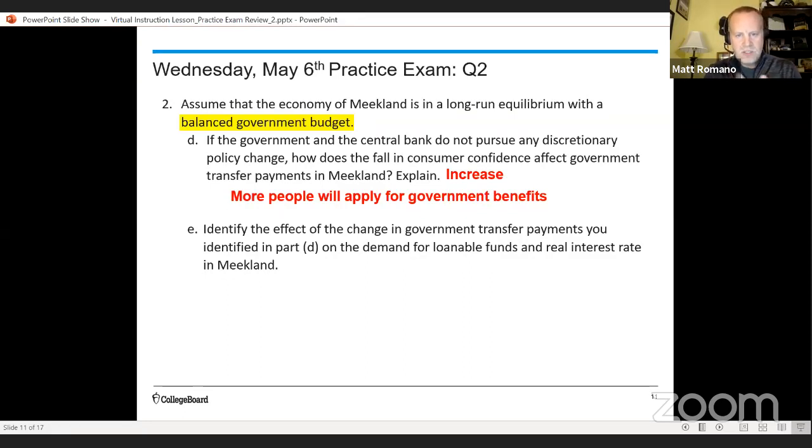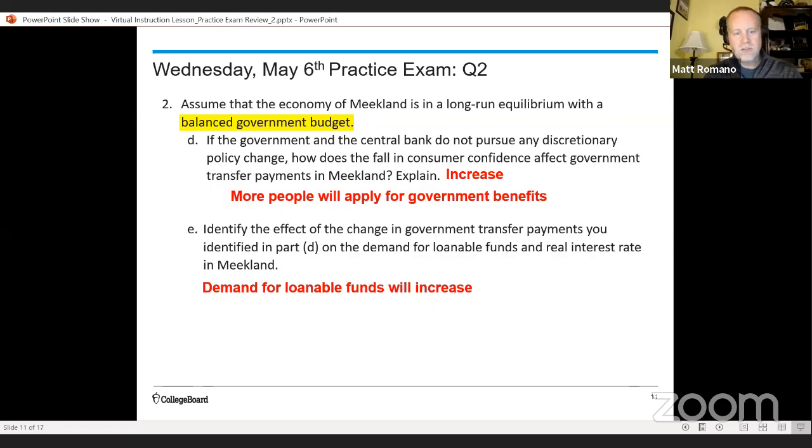The federal government, in this case, the government of Meek Land, is running a budget deficit. If they have a deficit, they're borrowing money. This question is directing you to the demand for loanable funds and real interest rates. So what's going to happen here? Demand for loanable funds will increase. The government is borrowing money.